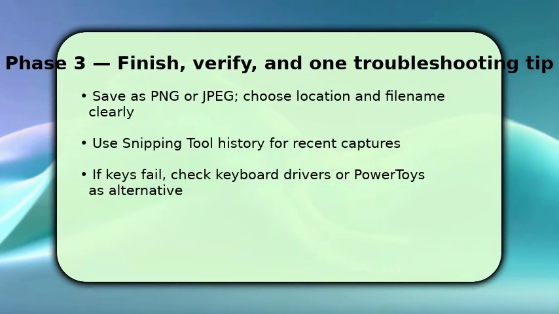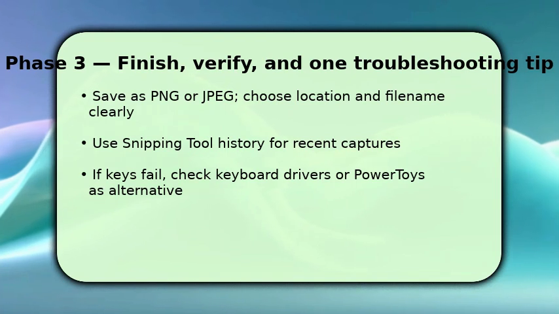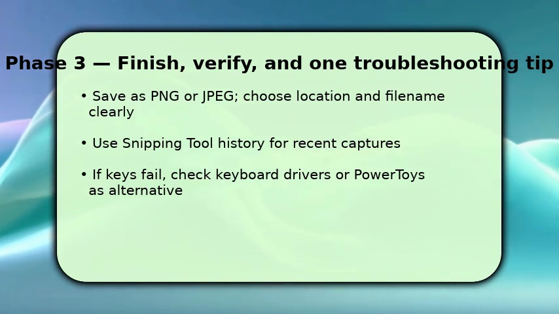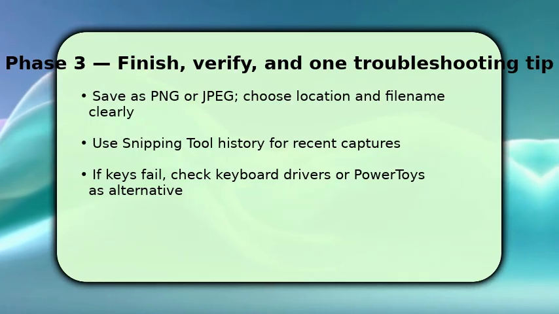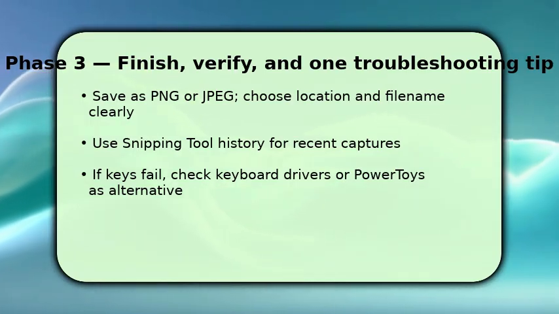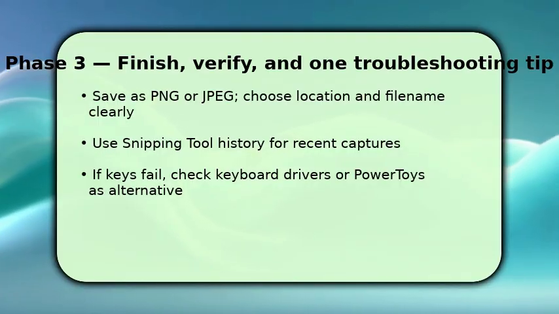Finish by saving and confirming the screenshot is accessible. In Snipping tool or Paint, select File Save As, pick PNG for crisp edges, name the file, and choose a folder you can find later. Make sure to verify the image by opening it.